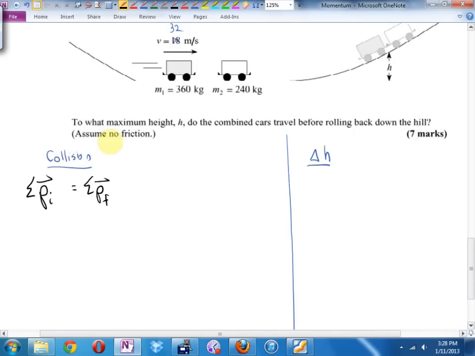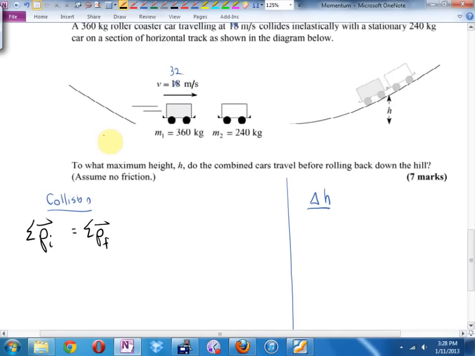Before the collision, what's moving? Mass 1, mass 2, or both? Mass 1. Mass 1, V1 initial. Normally I would write momentum 1 initial, but I'm trying to cut corners a little bit because this is linear. I can cheat a little bit. They collide. After the collision, what's moving? Mass 1, mass 2, or both? Both stuck together or separate?